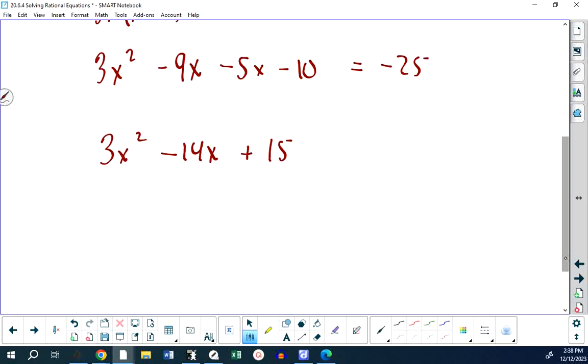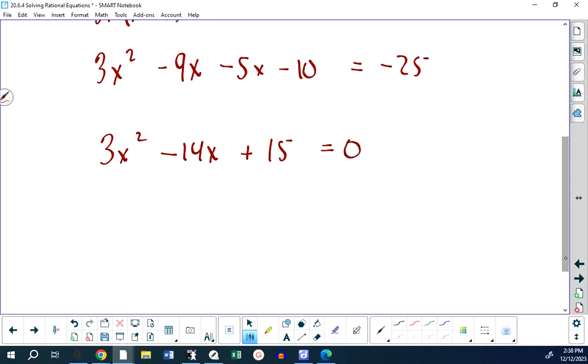So I get 3x squared minus 14x plus 15. Would you agree with that? But there's a big mistake. Equals 0. Don't lose sight of the equals 0, because what might happen is if you forget it, you might look at it and go, oh, okay, I'm done. I've simplified it. We're trying to solve for x.